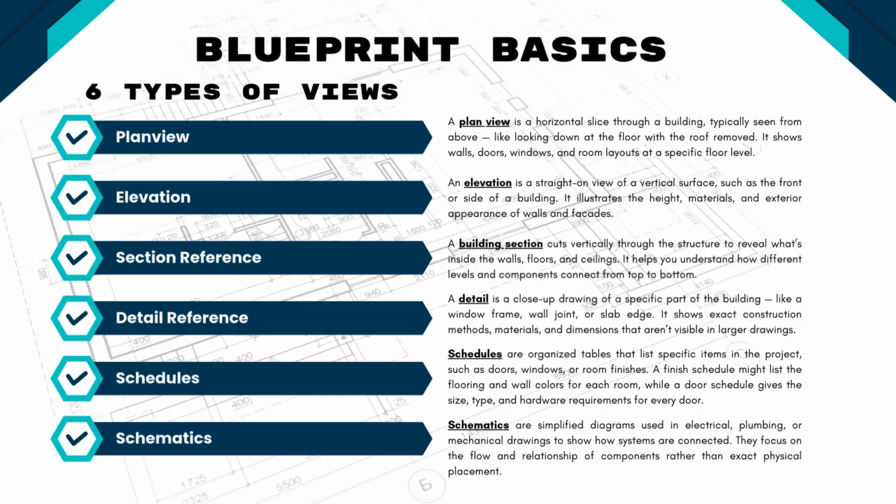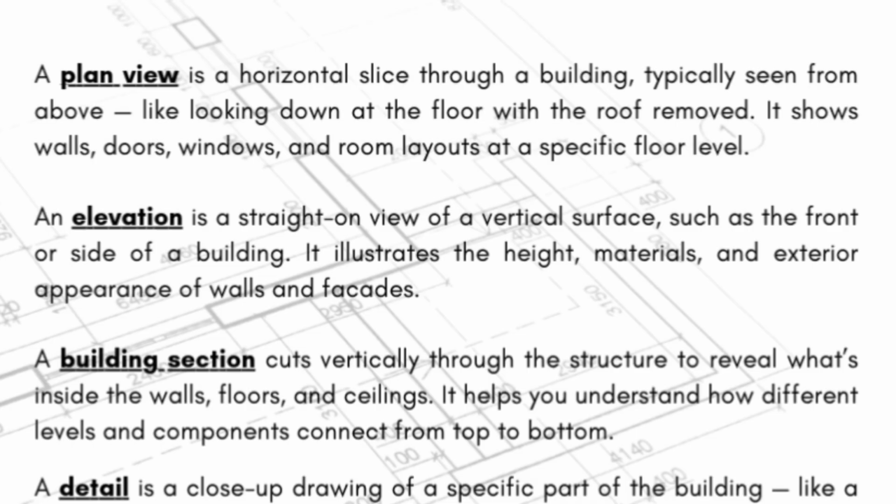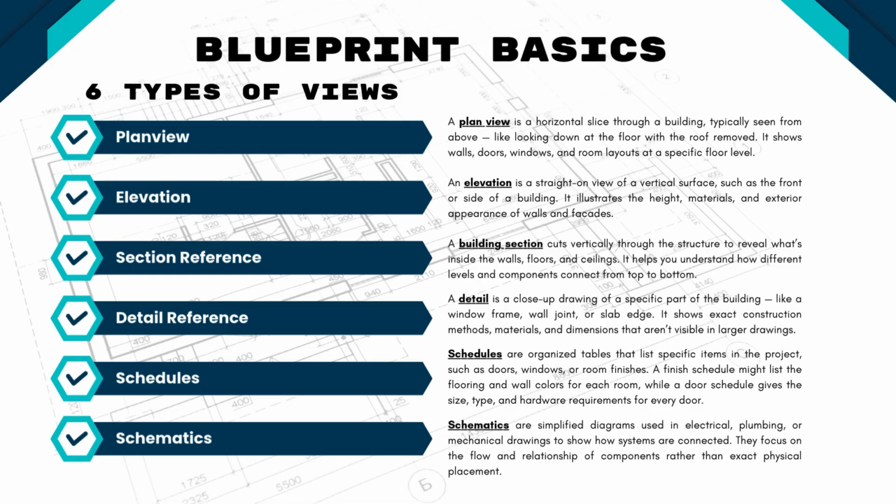Then next we have an elevation. An elevation is a straight-on view of a vertical surface, such as the front or the side of a building, and it illustrates the height, material, and exterior appearance of walls and facades. A building section cuts vertically through the structure to reveal what's inside the walls, floors, and ceilings, and it helps you understand how different levels and components connect from the top to the bottom.